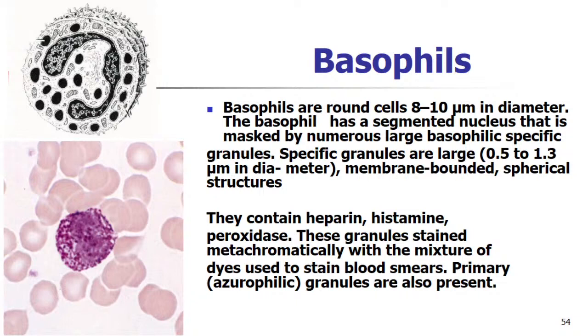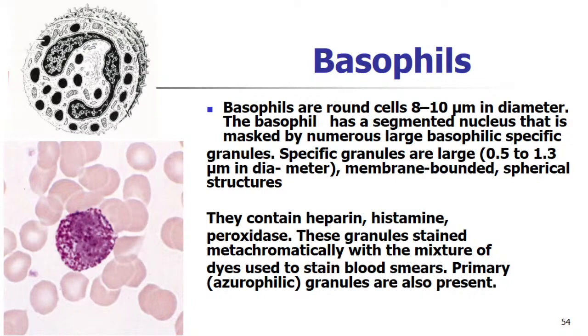So heparin is a substance which prevents the extravasation. Ordinarily heparin increases the movement of blood inside the blood vessels and is an antagonist of histamine.